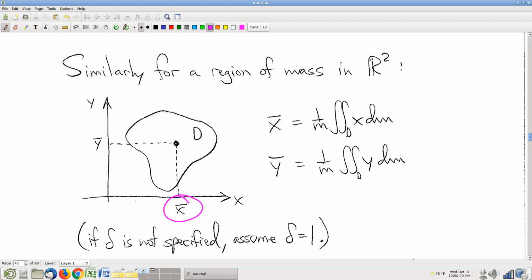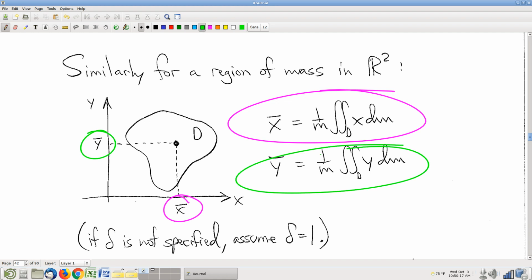Where in the x direction? Well, it's a formula from the previous page. Where in the y direction? Well, it's analogous to the formula on the previous page. And this gives you the coordinates computed one at a time for the centroid of a two-dimensional region.